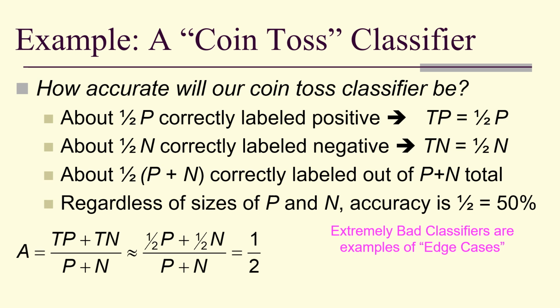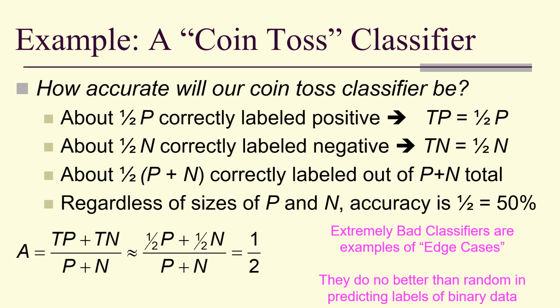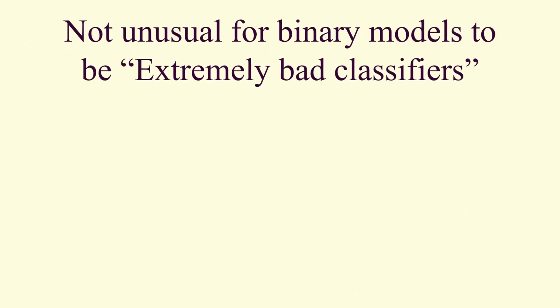You see, extremely bad classifiers are examples of edge cases. They do no better than random in predicting labels of binary data. And it's not unusual for binary models to be extremely bad classifiers.